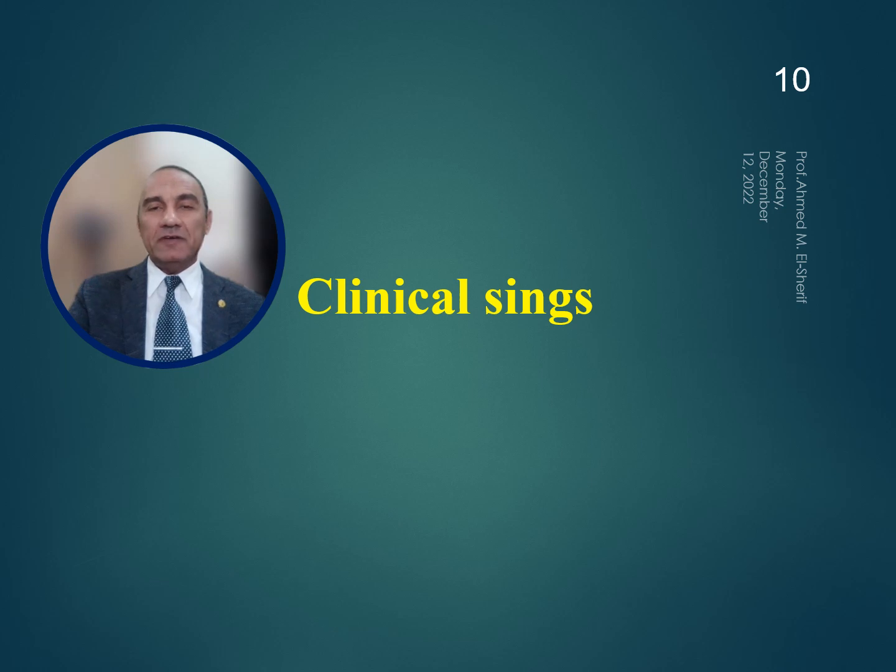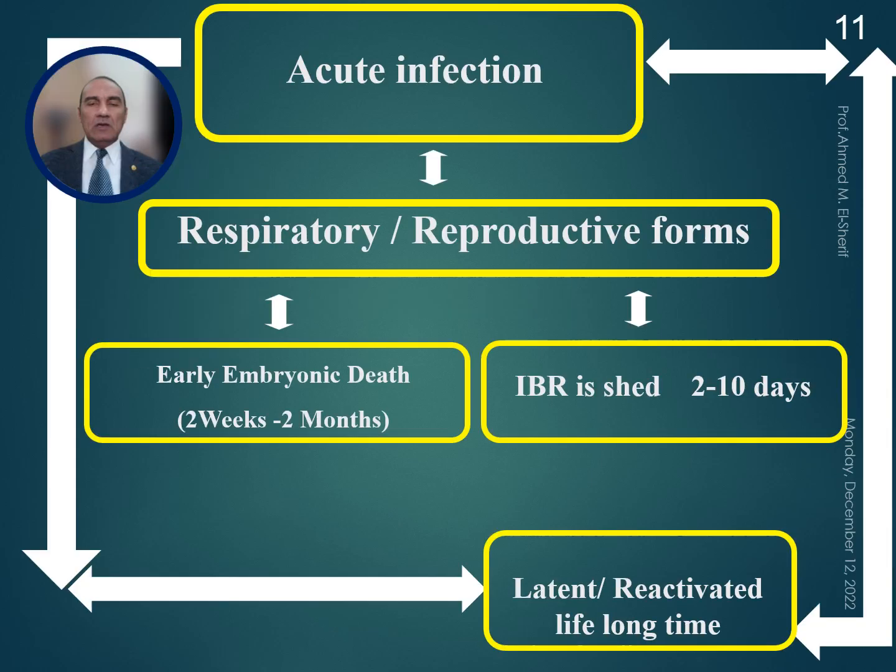Clinical signs of infectious bovine rhinotracheitis. This diagram is a collective diagram for all clinical signs of infectious bovine rhinotracheitis. Respiratory and reproductive forms occur post-acute infection by the virus. Then, after the occurrence of both forms, the infectious bovine rhinotracheitis virus, which is called bovine herpes virus 1, by the three subtypes 1.1, 1.2, and 1.3, will be shed for 2 to 20 days.